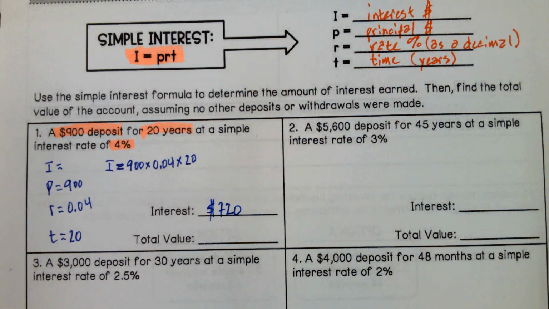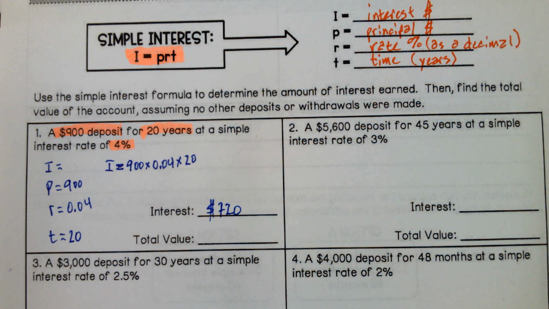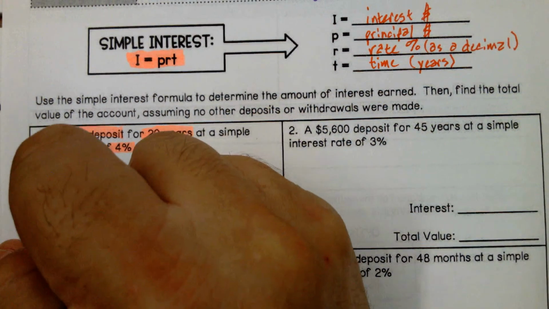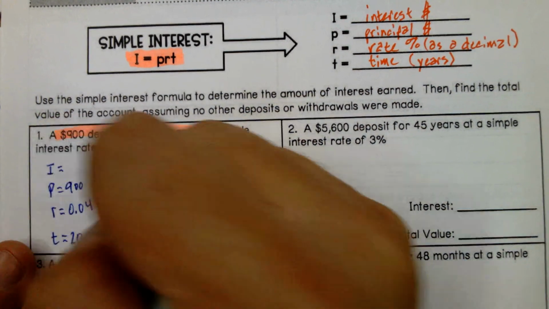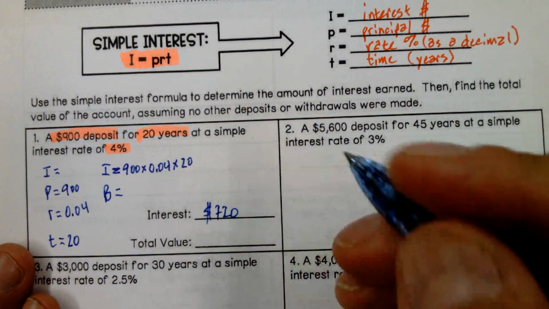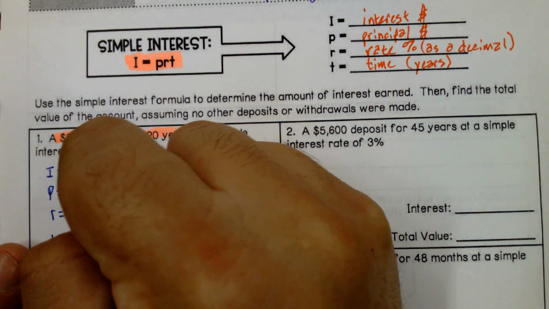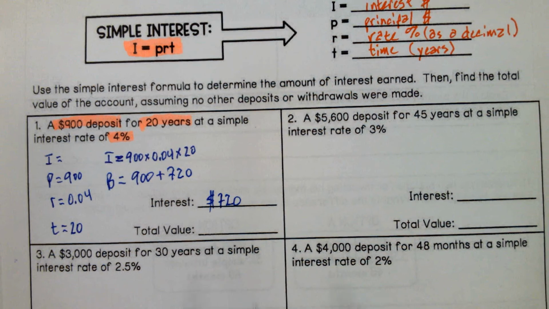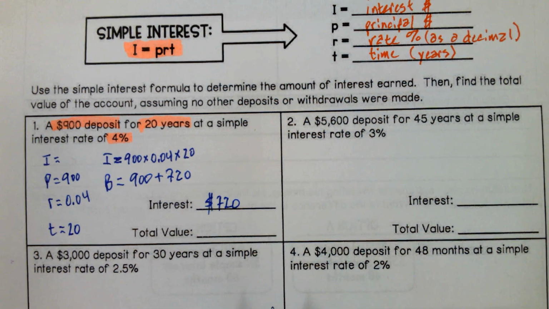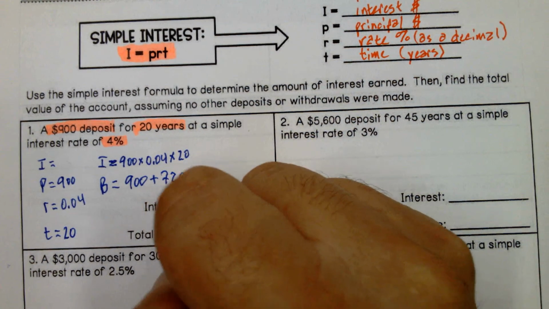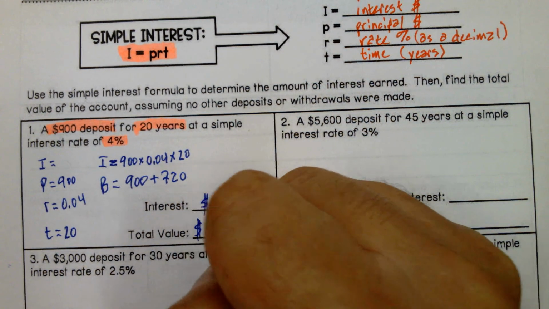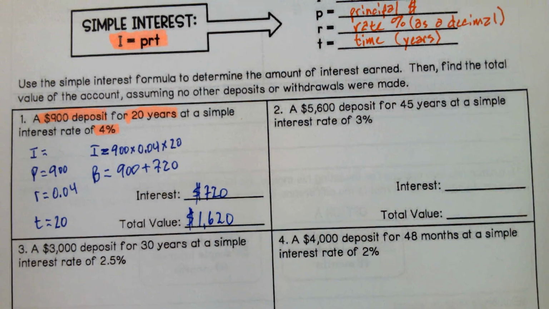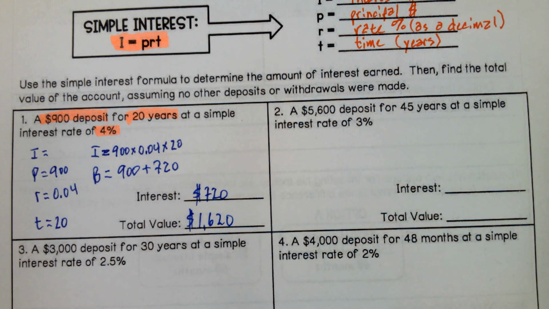So over those 20 years, this person made $720 extra. So if we add that to the principal, we call this the balance. They're calling it total value, but it's a balance. So it's going to be $900 plus $720. That would be the total value. And how much is that? So after the 20 years, $1,620. Okay, with the interest.